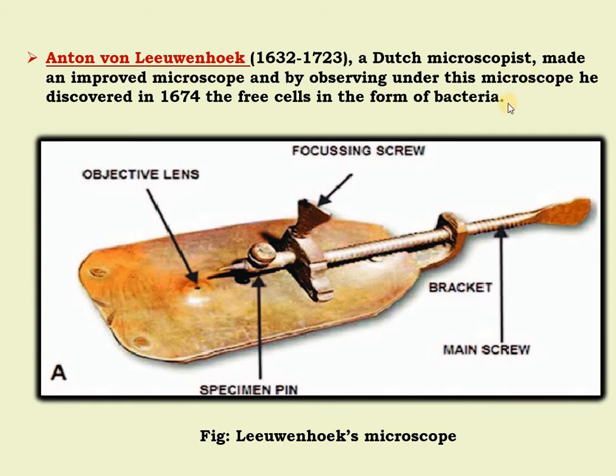He was a Dutch microscopist, and he made an improved version of the microscope. By observing under his microscope, he discovered in 1674 the free cells in the form of bacteria. So first in 1665, Robert Hooke observed the cells in the cork, and then in 1674, Leeuwenhoek found the free cells in the form of bacteria. His improved version of the microscope you can see over here. I have just picked up this picture.